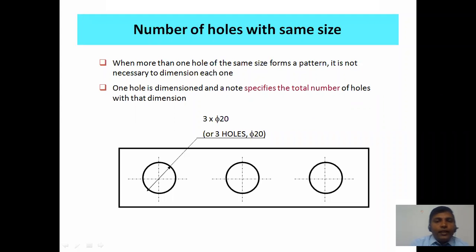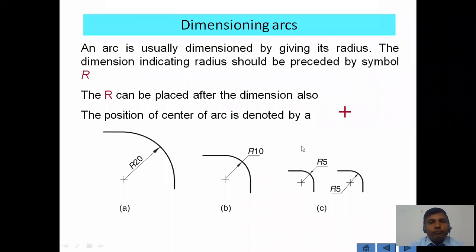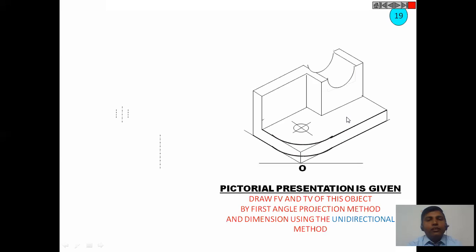Then if we go ahead, how to show the arc for a particular chamfer or fillet. The arc is usually dimensioned by giving its radius, that is R. The dimension can be placed inside or outside that particular feature. Both ways are applicable, but the plus sign indicates the center of that particular feature.